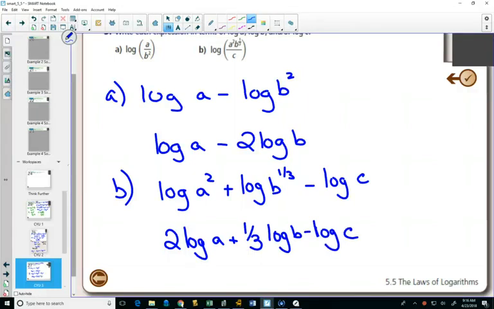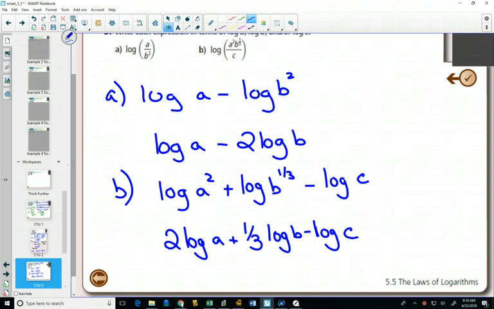Now the only thing I have in my logs is A, B, and C. So I have written this in terms of log A, log B, and log C. And this is considered expanded completely. So when we expand things, we like to take everything from the left side of those formulas and write it as the right side of the formulas.